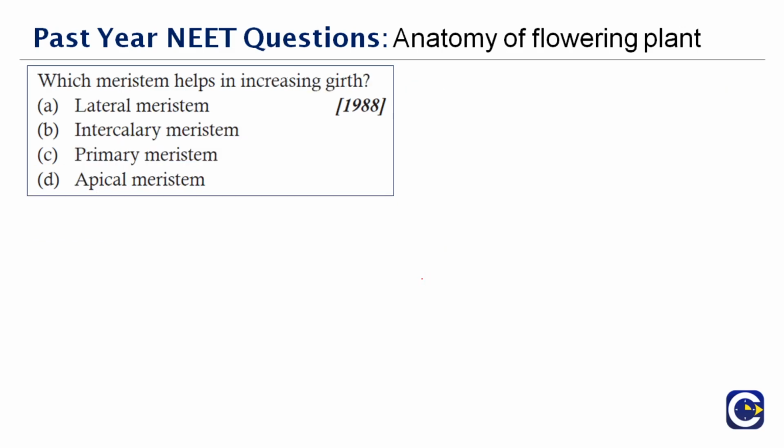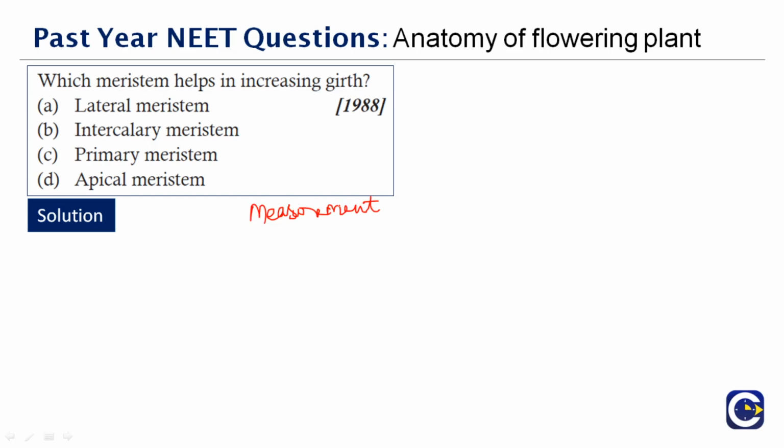Next question: which meristem helps in increasing girth? We already discussed what girth is in the earlier parts. If you can remember now, it will be easy for you to understand. What did we see? We saw something called growth, something called girdling and all that. Girth is actually a measurement of distance around the trunk of a tree, measured perpendicular to the axis of the trunk. So this is how we do it.